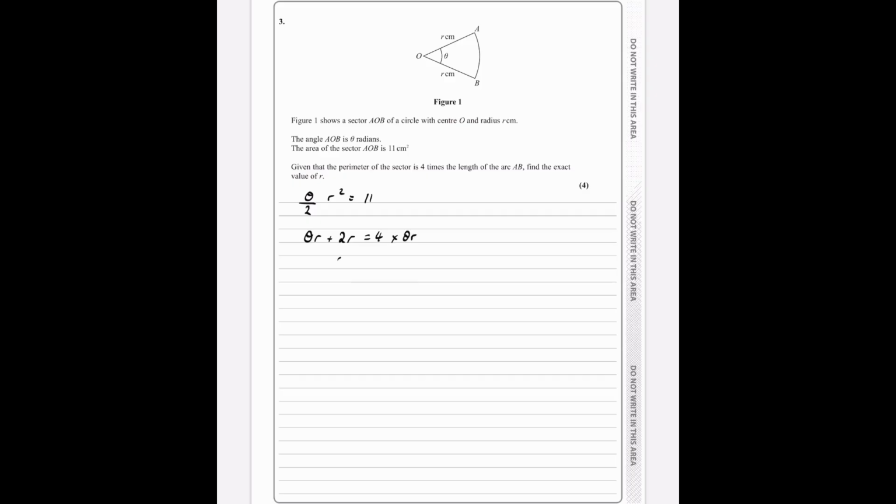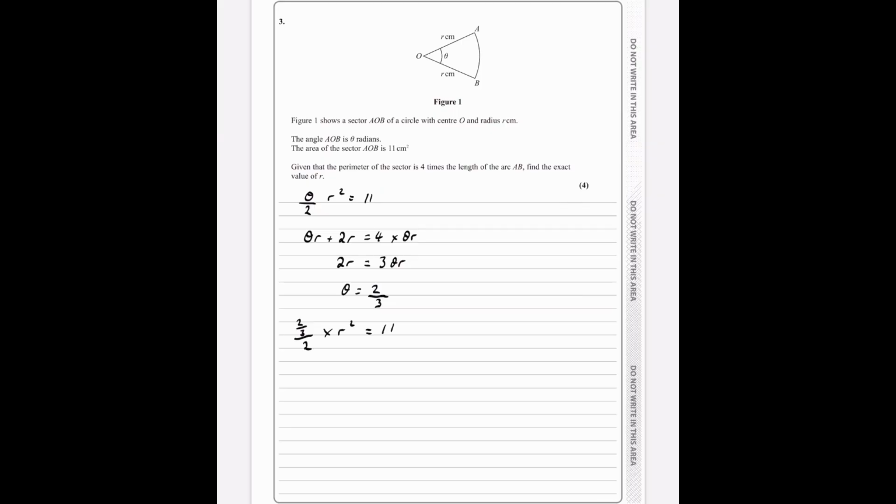With the perimeter of the shape, well, we're going to have 2 radii, add together the arc length AB. The arc length is theta r, so we'll get theta r plus 2 lots of the radius is going to be 4 lots of theta r. It's 4 times the length of the arc. And we can simplify and solve the equation to get theta equals 2/3.